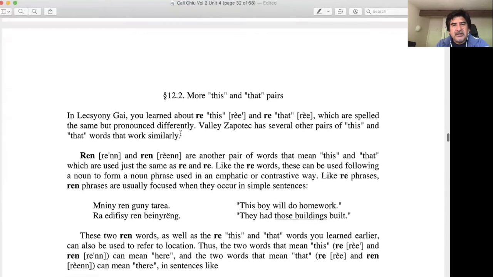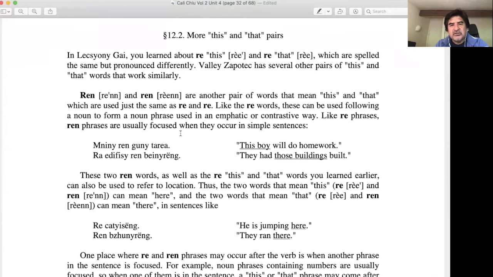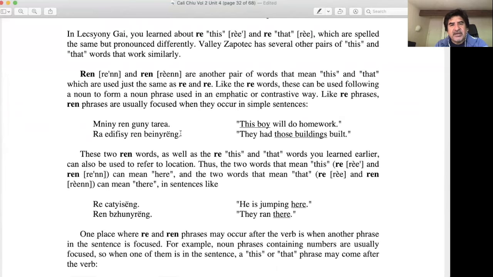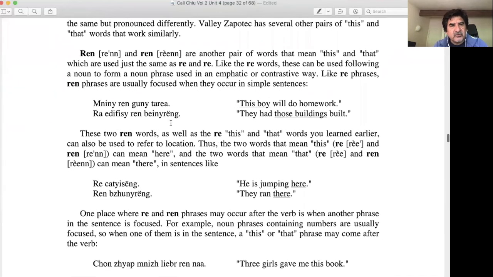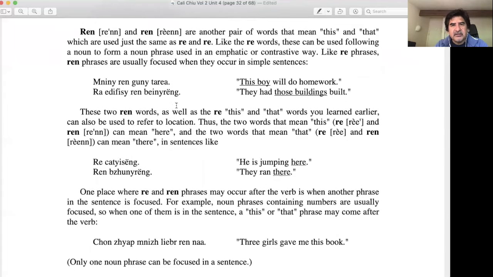And then now with 12.2, we're going to see more about this and that pairs, which by now I hope that you guys can distinguish the sounds between this and that. We've done that in past lessons as well. So what I'm going to do right now is go over the sentences, and then please just read the translation and listen to the difference between this and that.